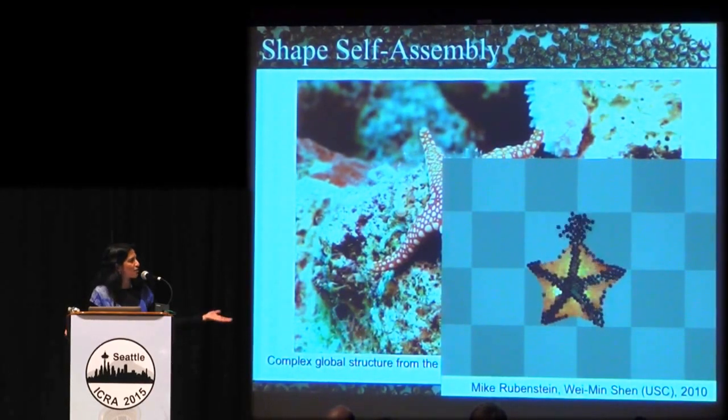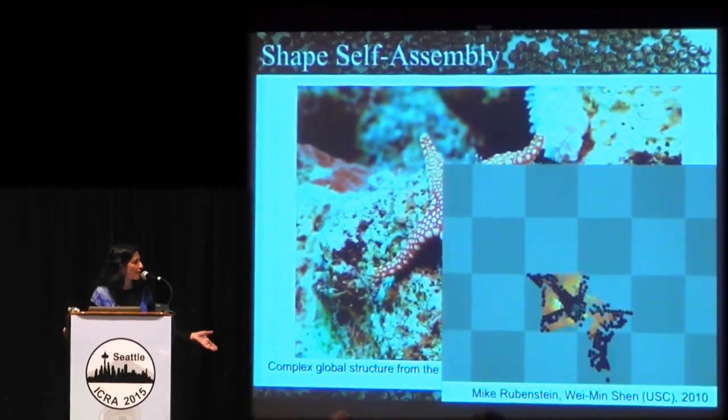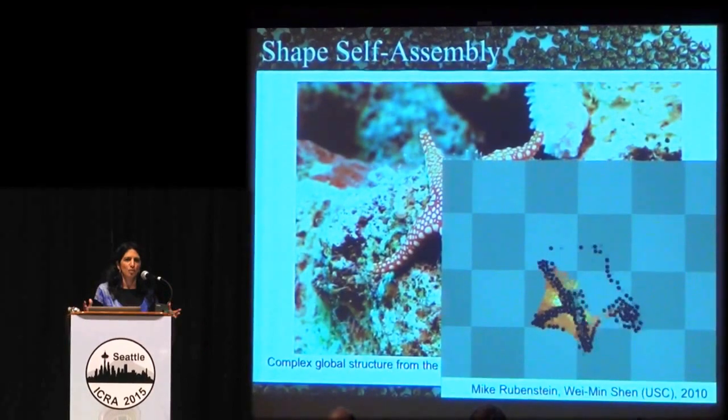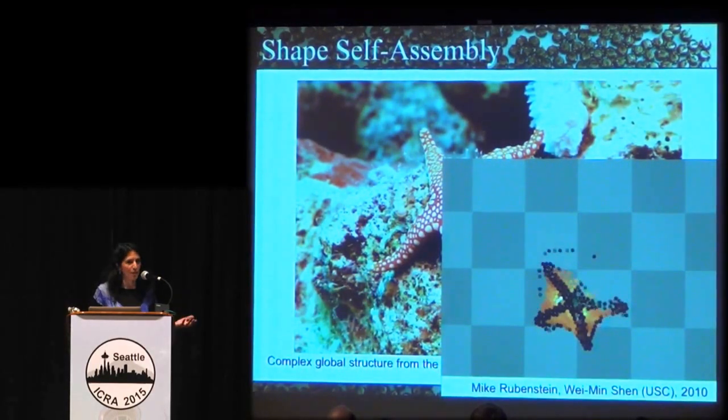In this case, the starfish forms the right shape based on the number of individuals that are there, and it can even repair itself. So if you break it, it will sort of repair itself. The algorithms are really, really beautiful, but they're still far from what we can implement. So I'll show you what we can implement.